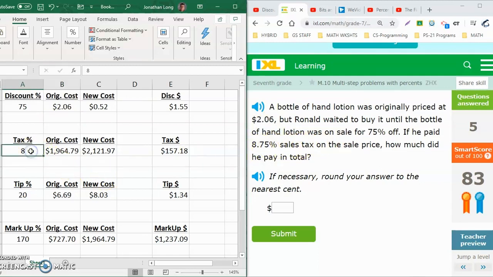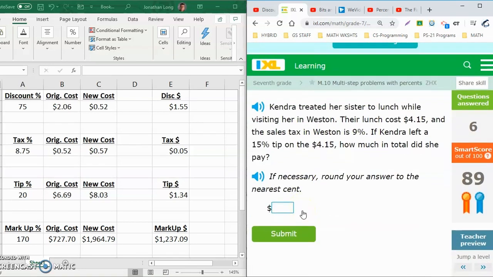So I'm going to type that in. 8.75% sales tax. What's he paying tax on? Is it the $2.06, the original price, or what he actually owes on it? That's right, it's what he actually owes. So I'm going to make that 52 cents. His new total cost is 57 cents, 0.57.